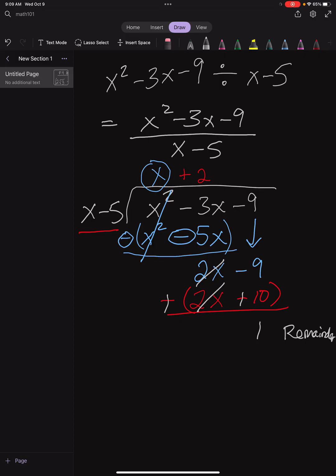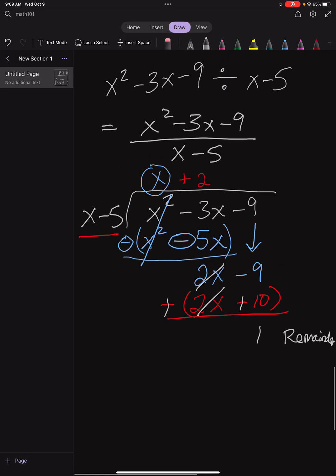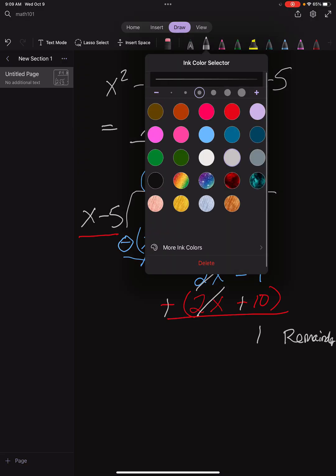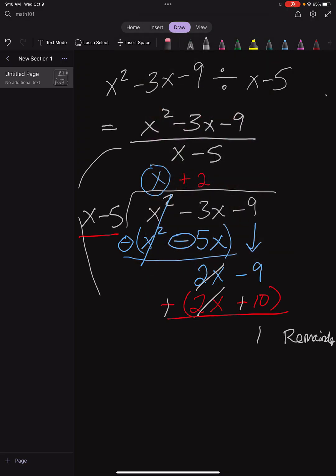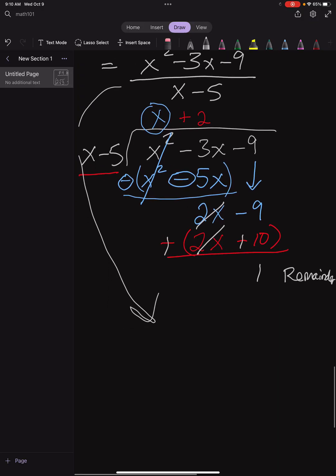And I have to know what to do with my remainder. So my answer to this problem, polynomial divided by polynomial, is the thing that I had on top, x plus 2, plus my remainder over the thing that I was dividing by, x minus 5. So I get this expression that has a rational term based on my remainder.